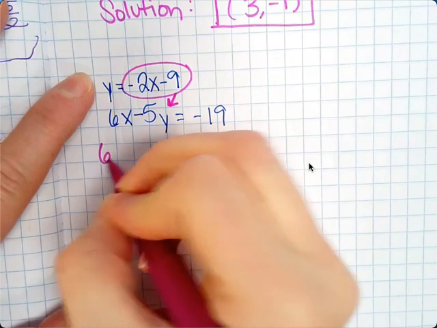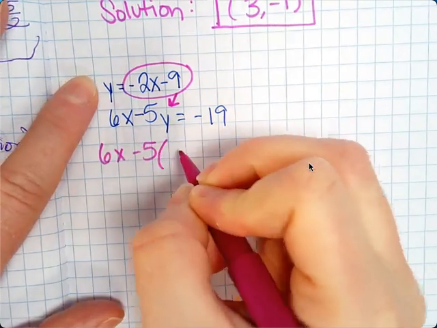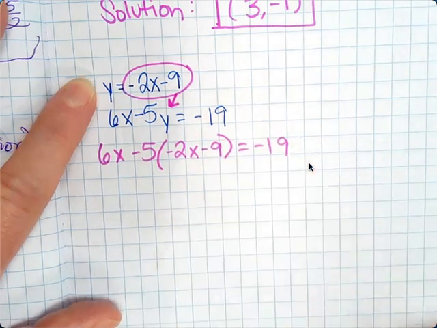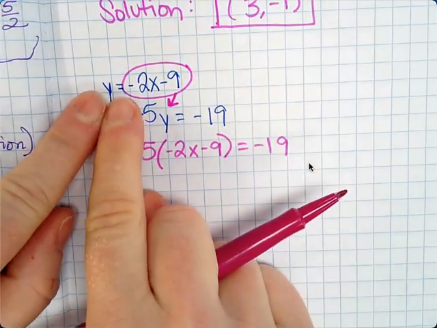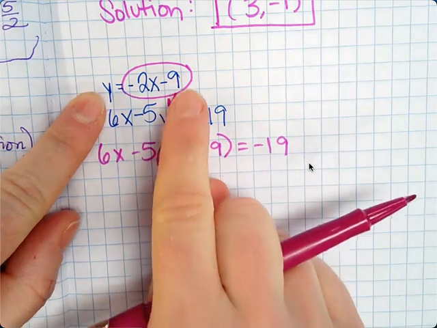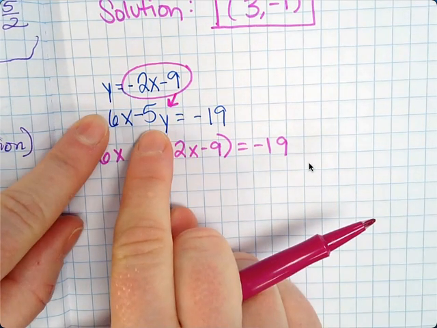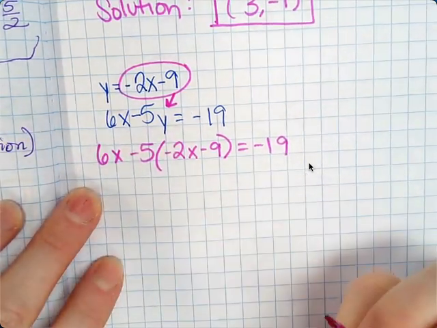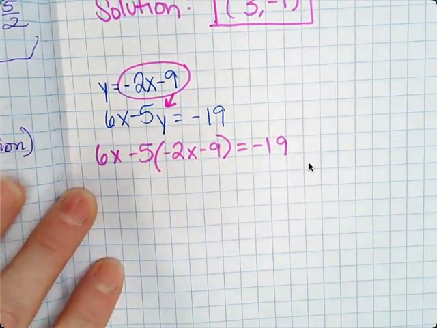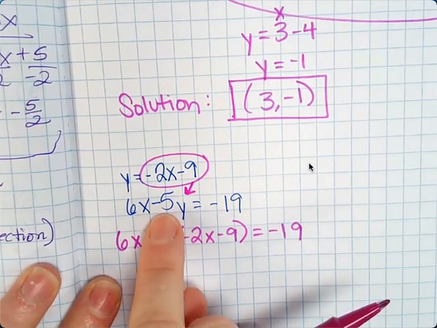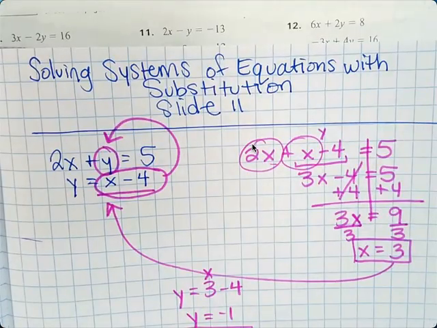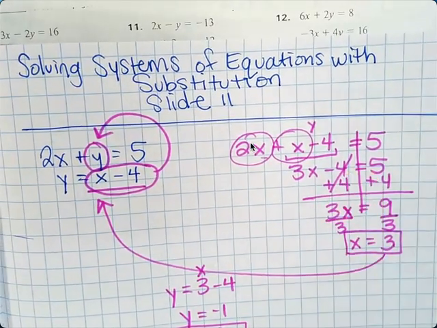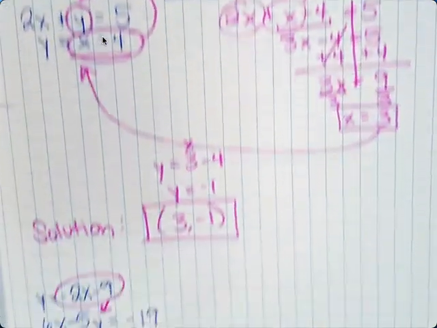So it'll be 6x minus 5 times (-2x minus 9) equals -19. See how this says y equals? I'm plugging that into the other equation where y is. Parentheses this time, because there's a coefficient, that number out front, which is 5. The other one did not have anything, it was just y, so we just put it in there. We could have left parentheses there too.